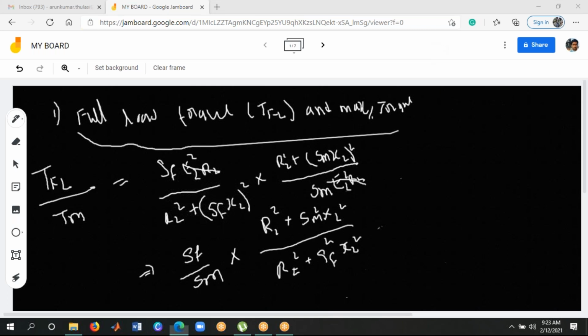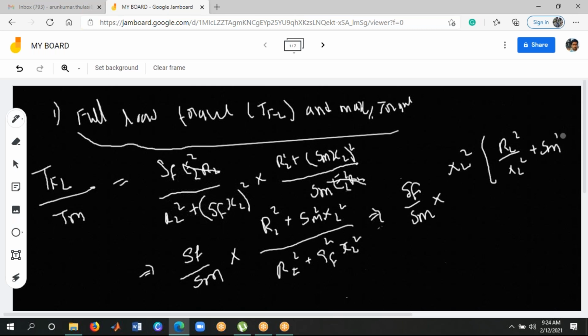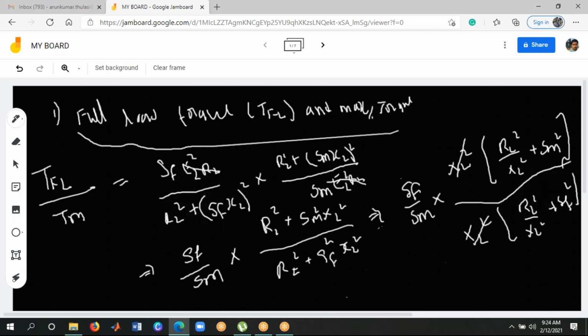Now from this, how can we write it? SF divided by SM, and from the numerator and denominator take X2 square as common. So if you take X2 square as common, you will get R2 square by X2 square plus SM square in the numerator, and in the denominator also take X2 square as common, R2 square by X2 square plus SF square. These two X2 square will get cancelled.